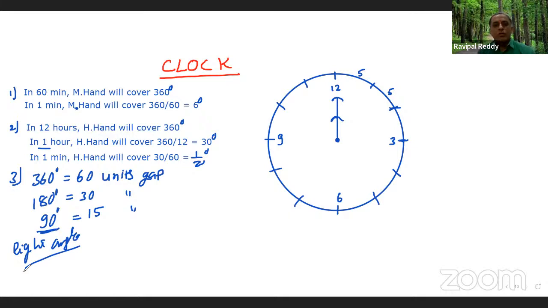So what is your answer? At what time is the angle a right angle? You need not find the angle itself. Between 4 and 5 o'clock, at what time should the angle be 90 degree? Instead, find at what time the gap between the minutes hand and hours hand is 15 units. That is your answer. If the gap is 15 units, no doubt that is a right angle.